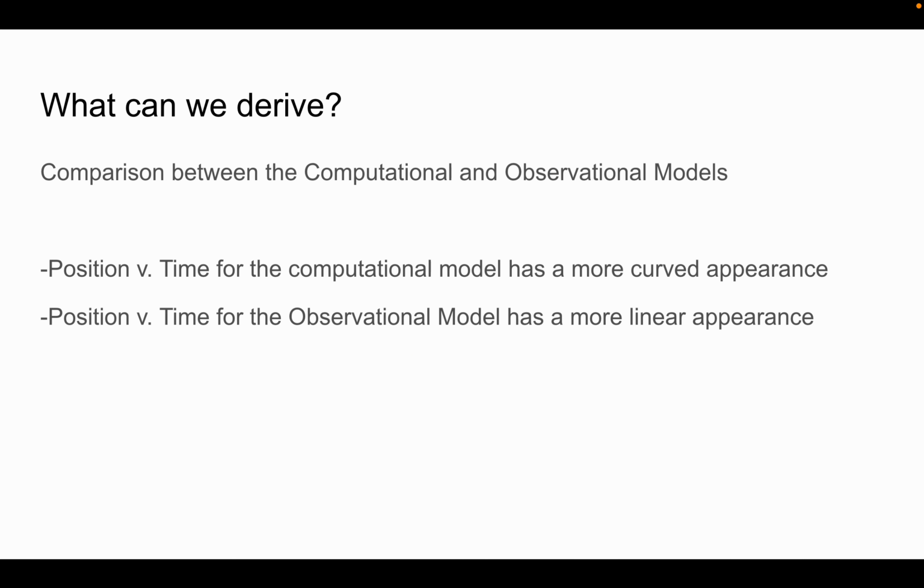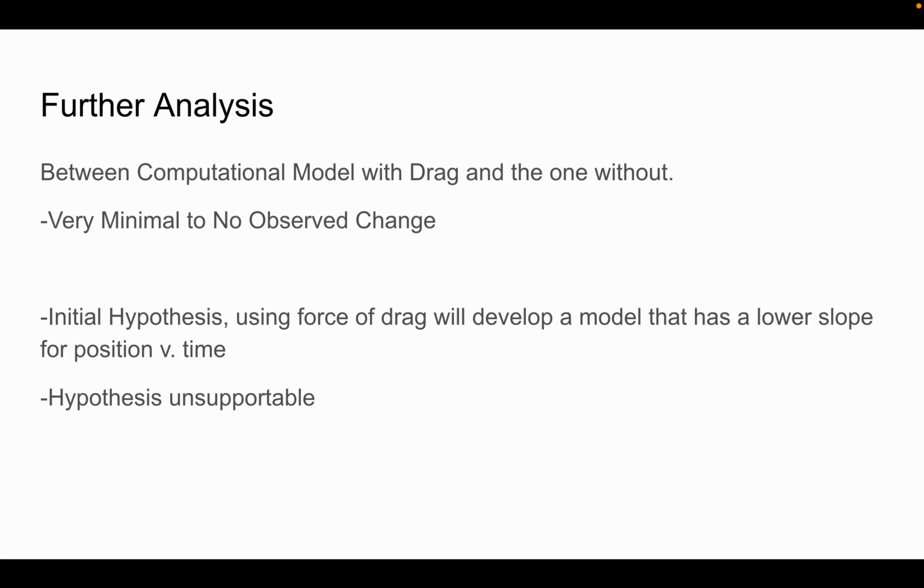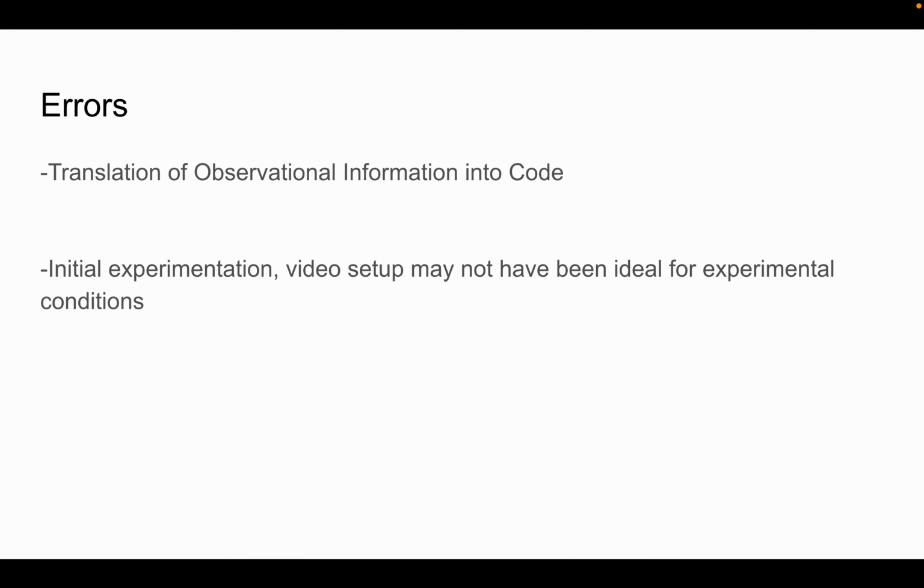What can we derive? The position versus time for the computational model has a more curved appearance, while the observational model has a more linear appearance, is one thing that I saw. Further analysis: there's very minimal to no observed change between the computational model with drag and the one without from my experimentation. My initial hypothesis was that the force of drag will develop a model that has lower slope. That's unsupportable. Errors. One main error, as I mentioned before, was being unable to put the plate in.